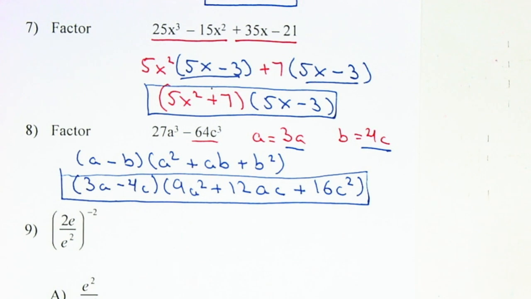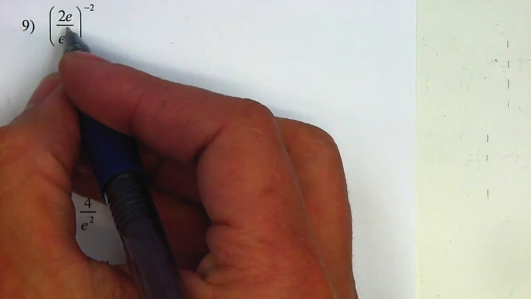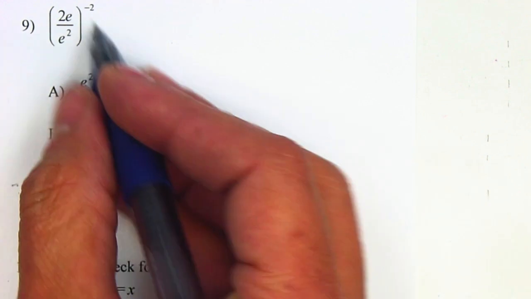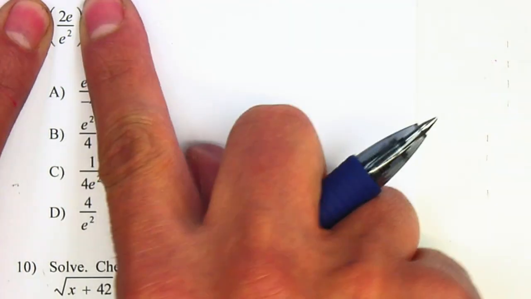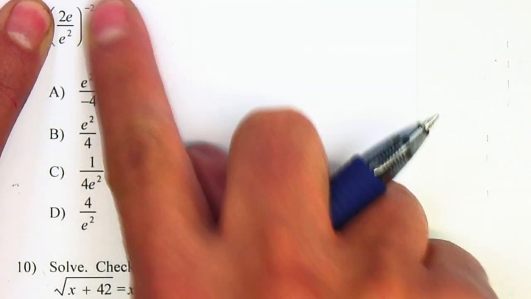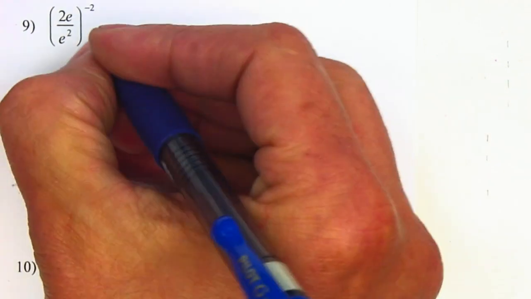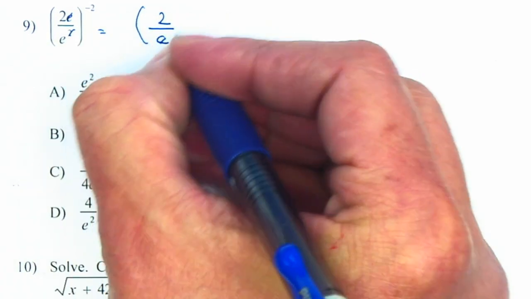For number 9, we have exponents with the variable e. Now, we know that e is 2.7, but as you guys can tell, we don't need to evaluate it. We just need to be able to simplify. First, you want to simplify what's inside the parentheses. So, how many e's cancel? We have 1 on top, 2 on the bottom, so I can cancel one of them. So, this will be 2 over e.